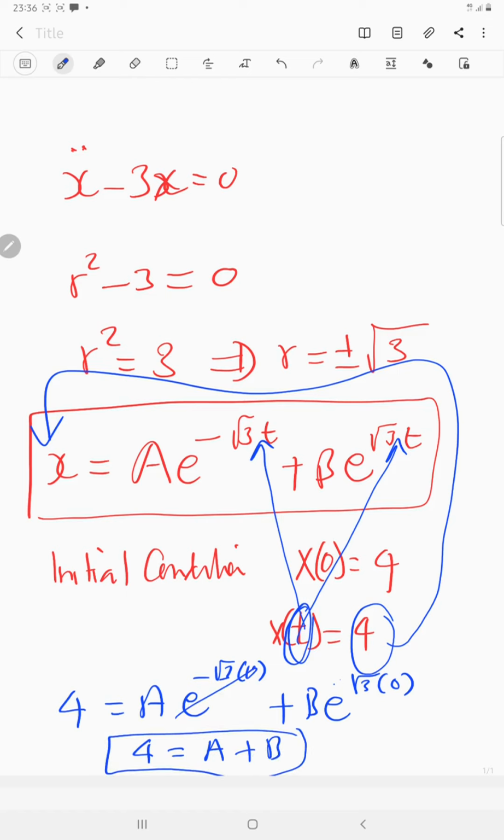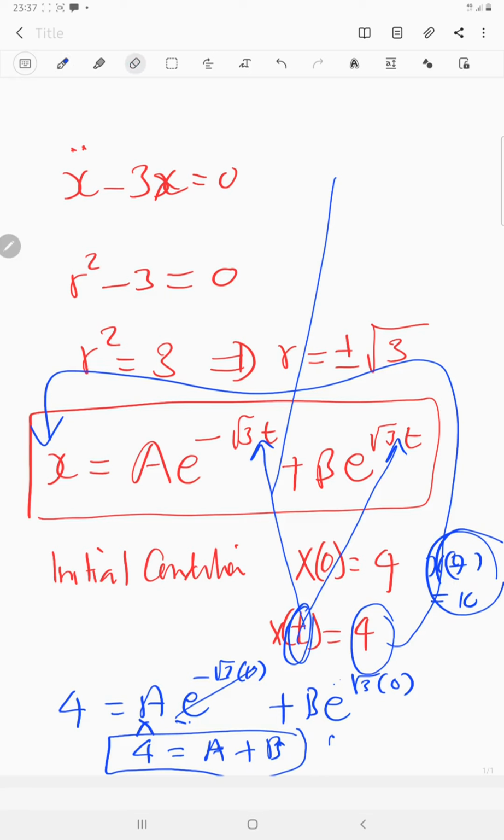So if you have another second point, maybe x7 is equal to 10, then you can take these values again and get another equation, which if you solve for a and b simultaneously, you can find the general solution. That's the way we can solve problems of that nature.